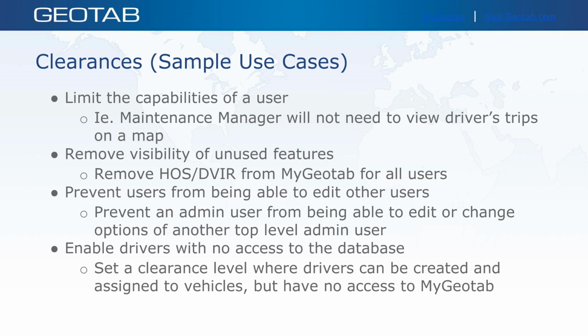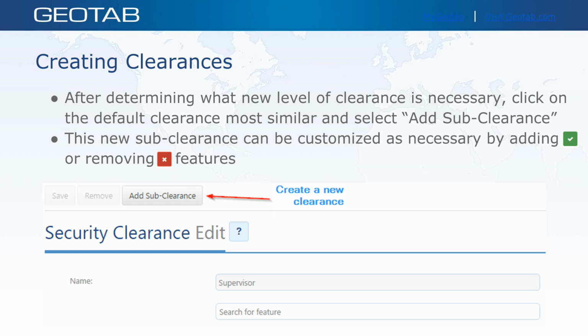Or, like I said, the drivers with no access. We can set a clearance level where the drivers can be created and assigned to vehicles but have no access to MyGeotab, and that would be that nothing clearance. When I talk about creating clearances, as mentioned, we go into administration, users, and then we click on the clearances button.